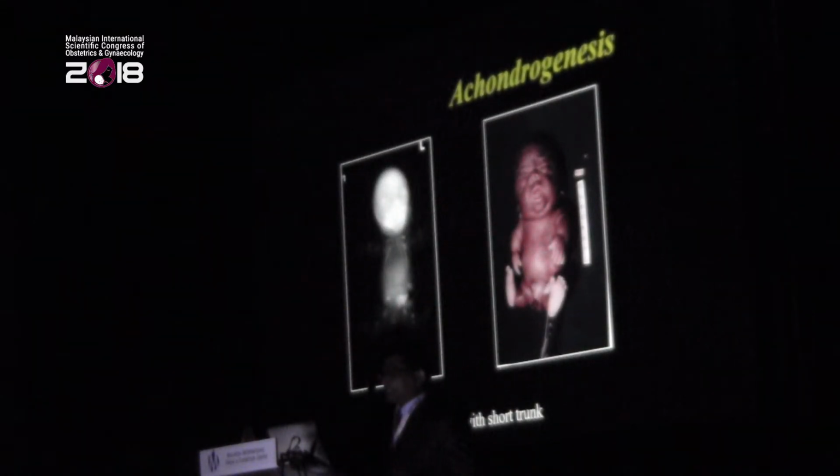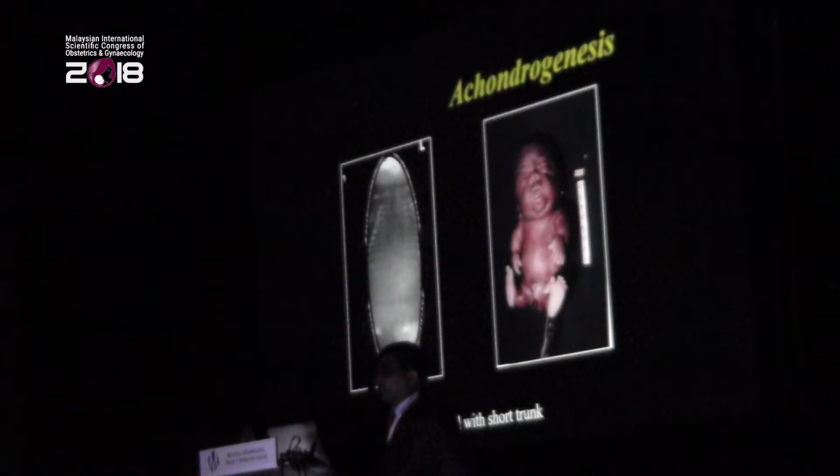Now, here's a clinical picture as well as an X-ray of a fetus with achondrogenesis, and you can see in this image that the skull ossification seems to be very poor, and certainly you can demonstrate the shortened long bones, and you can see overall the trunk appears to be short in comparison with the head.